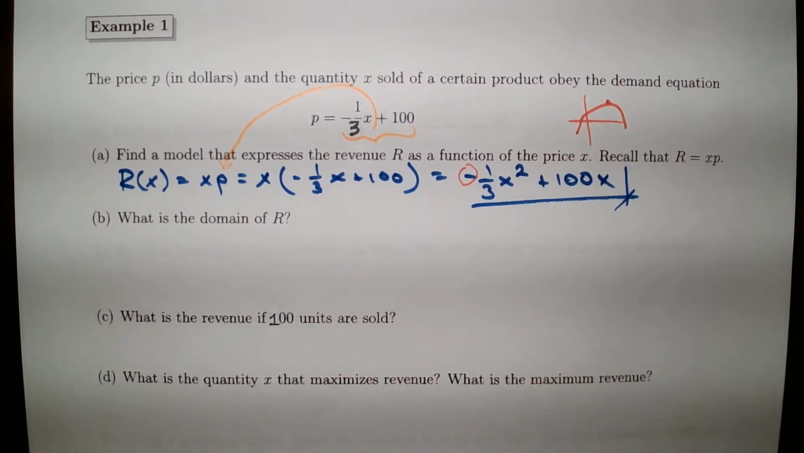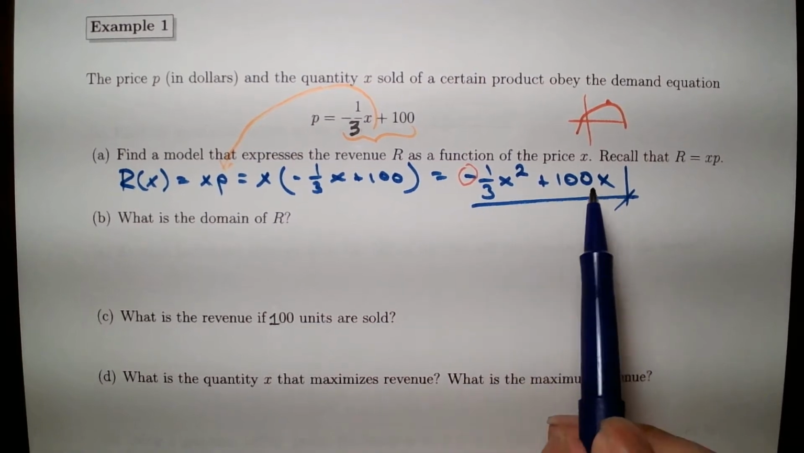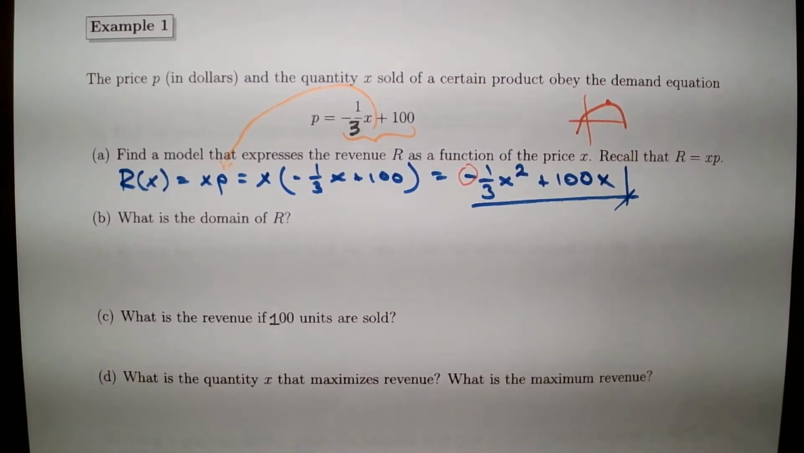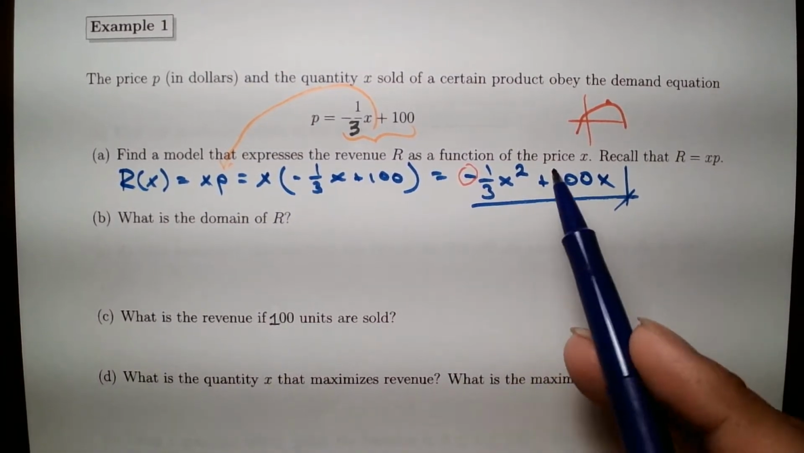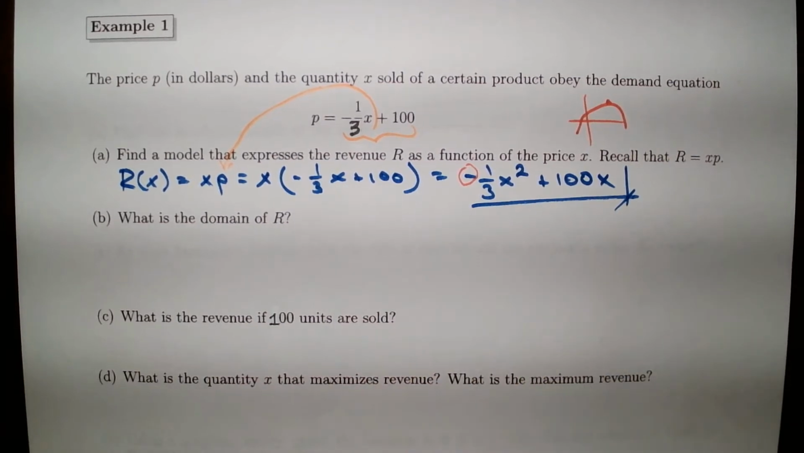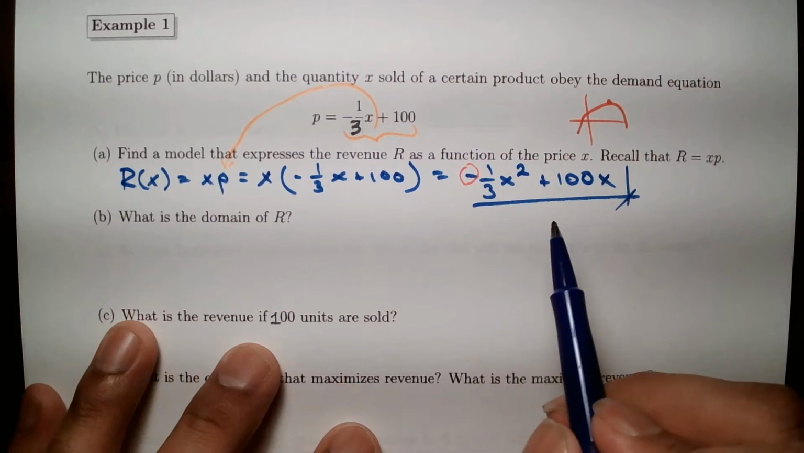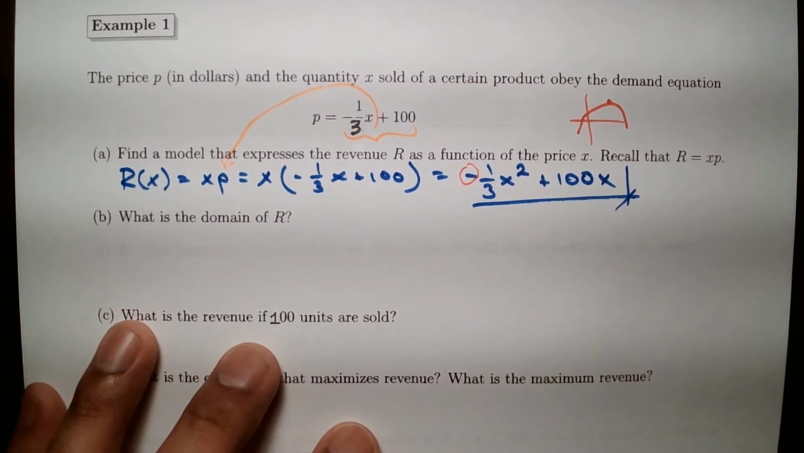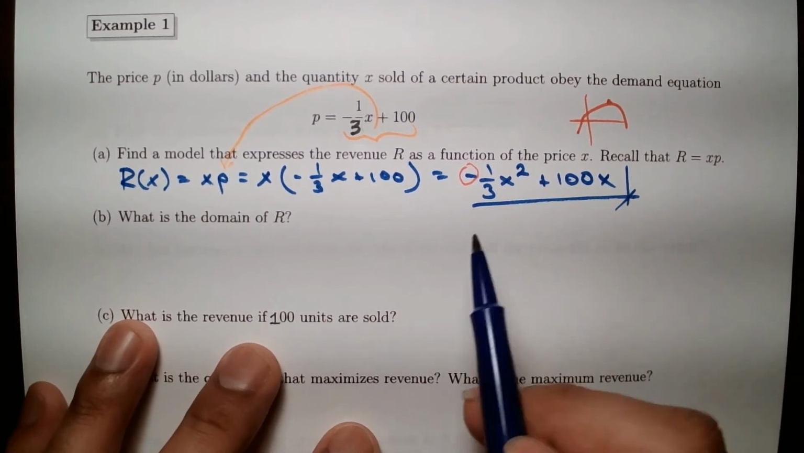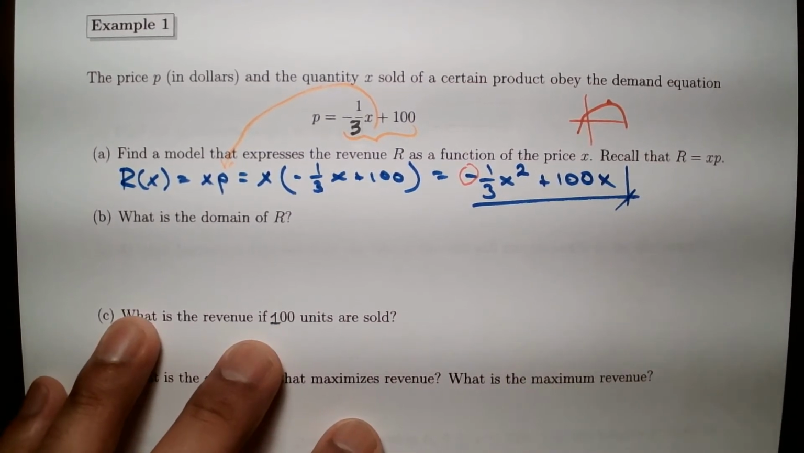Now the domain of the function r right here. If you look at this function, it's a polynomial function. It's a quadratic function that actually has no restrictions at all, because it doesn't have radicals with negatives inside or denominators that can be made 0. So we could say all real numbers.